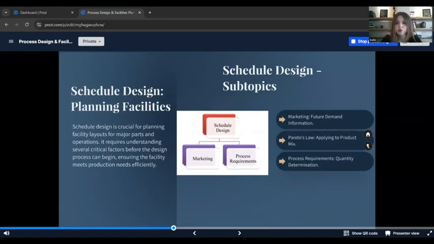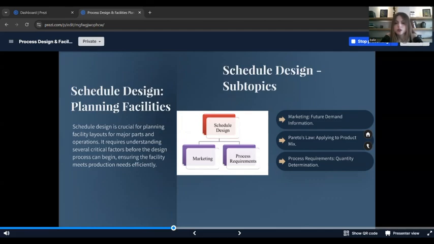Now we move to schedule design. Before we can plan a facility layout, we need three inputs: marketing, the future demand, the process requirements, and the schedule design itself. These three feed into each other. Marketing gives future demand information. Pareto helps us focus on the vital few products.